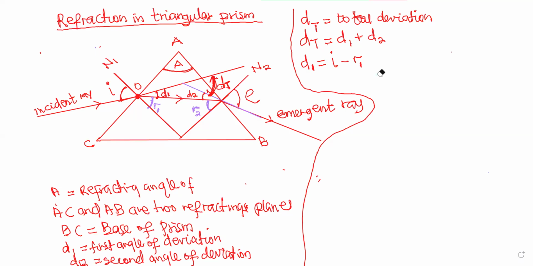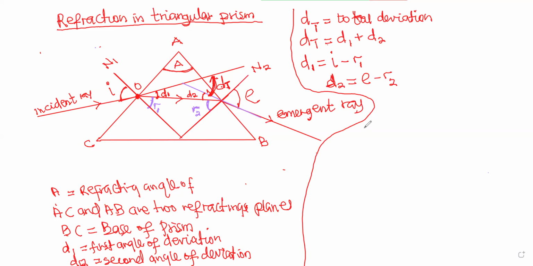Morris, how do we determine D2? We want to calculate D2. It will be the angle of emergence minus the second angle of refraction, R2. So E minus R2.